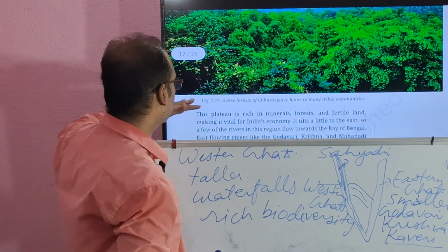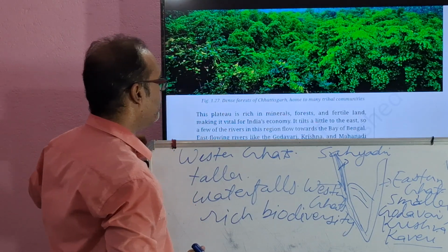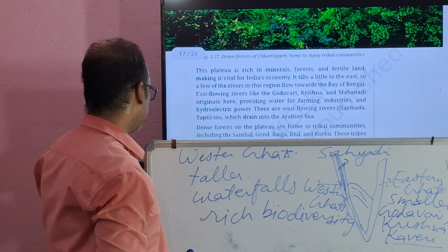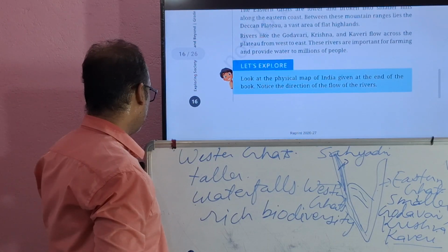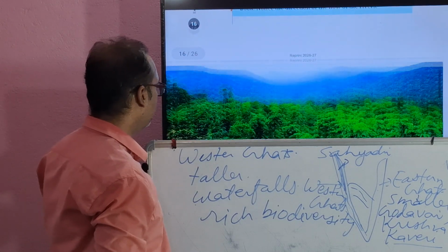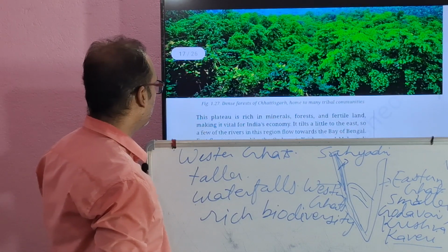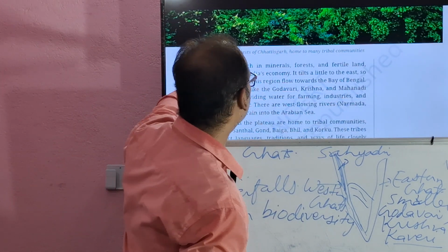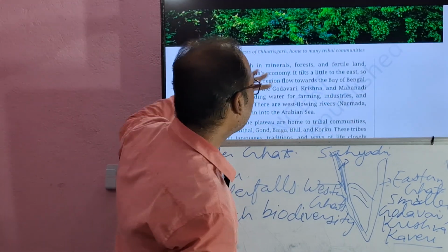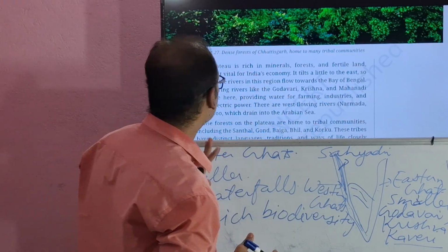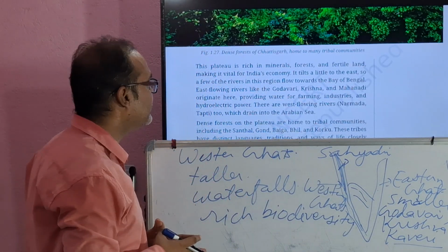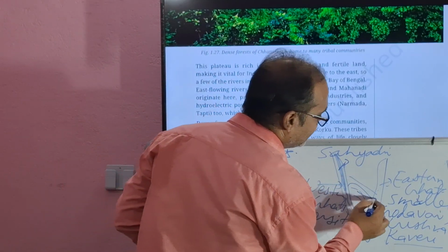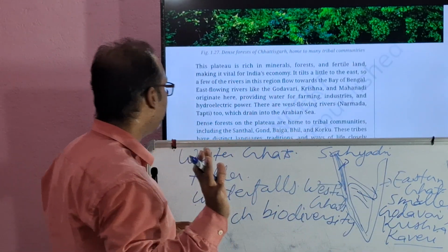What a beautiful picture. Dense forest of Chhattisgarh, home to many tribal communities. This plateau is rich in minerals, forest and fertile land, making it vital for India's economy. It tilts a little to the east, so a few of the rivers in this region flow towards the Bay of Bengal.